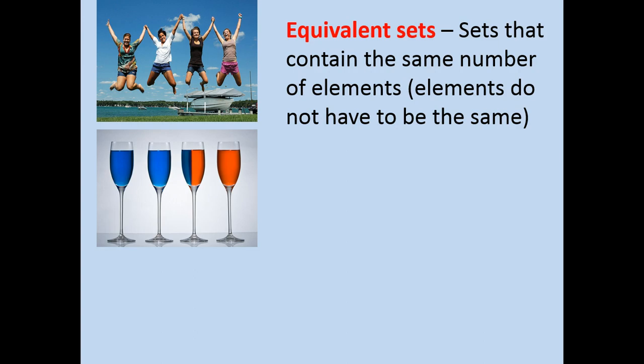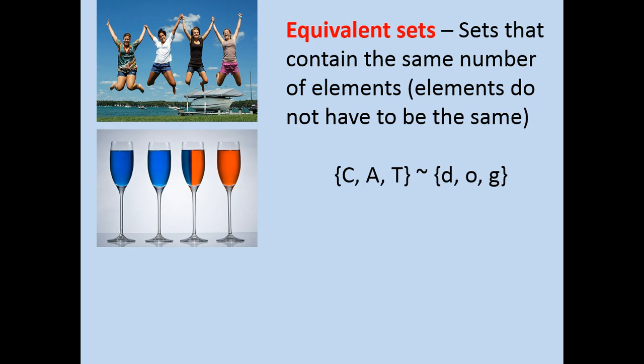On the other hand, equivalent sets are sets that contain the same number of elements, but the elements don't have to be the same. So if you look at the 2 pictures we have here, the set in the top is a set of 4 women jumping, and the set that we see in the bottom picture is a set of 4 glasses. Those 2 sets are considered equivalent because they each contain the same number of elements.